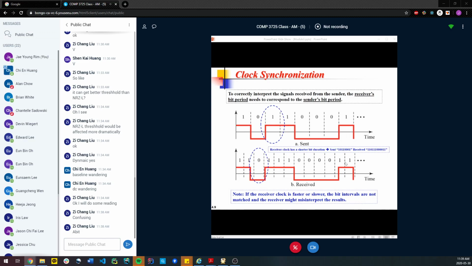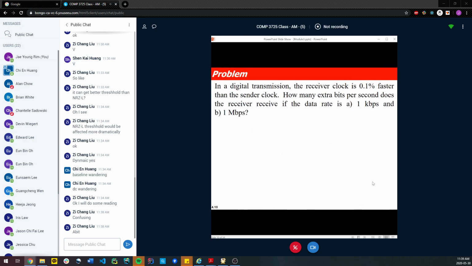I'm going to now end up reading more bits. And the problem with this is that it increases in its severity as the bit rates go up. I'll give you an example of why that is the case. If I have a digital transmission, and the receiver clock is 0.1%, not even 1%, 0.1% faster than the sender clock, on a per second basis, we're trying to figure out how many extra bits are actually being read.